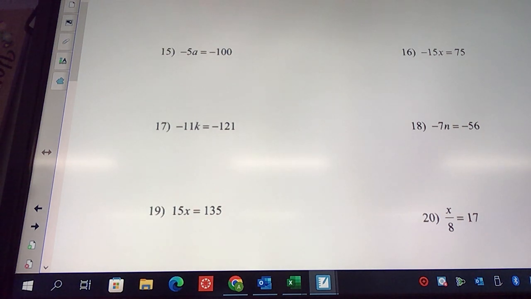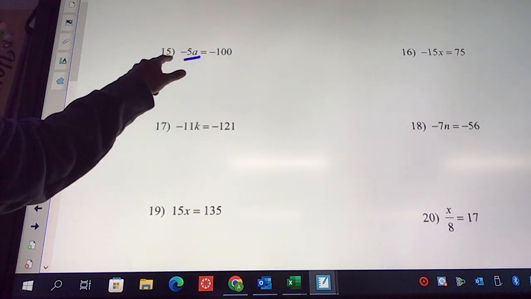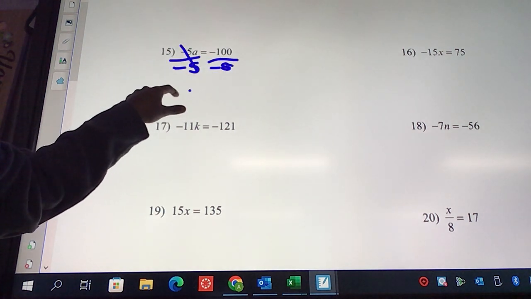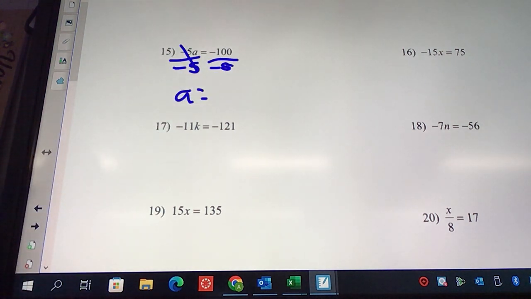Okay, 15, I got negative 5a equals 100. What needs moved? The negative 5, so how do I move that? Divide. Why is it divide? Because they're right next to each other like that, okay? So we need to divide. Although the negative kind of makes it seem like we're gonna add it, and I totally get that, but because it's right next to it, we gotta divide.